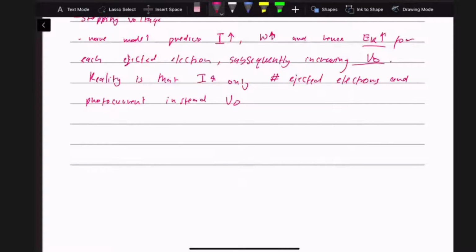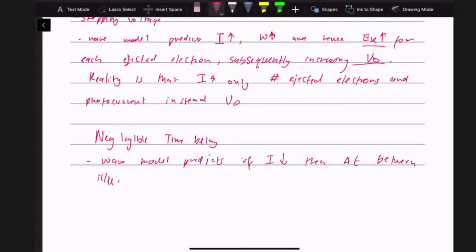So the other thing that you could have written about was negligible time delay. They said that the wave model predicts that if the intensity is lowered, then a measurable amount of time delay between when the light hits, the illumination of the metal, and when you can observe, so delta t will exist between illumination and observation of photocurrent.